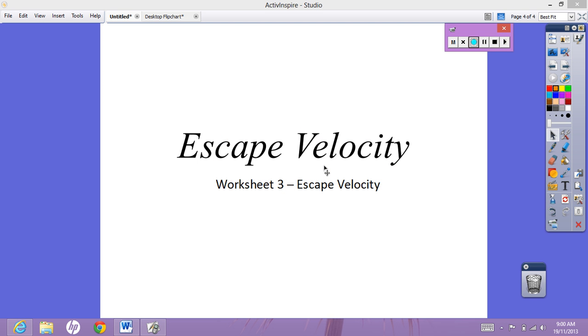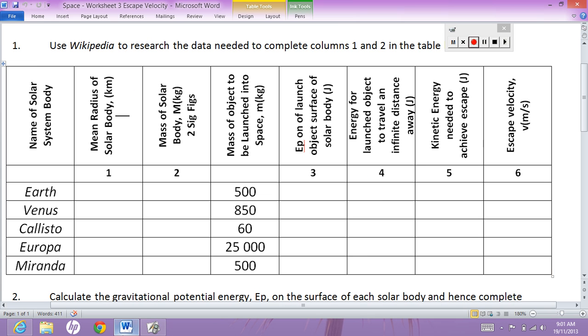Okay, we're going to have a look at worksheet number 3, the escape velocity worksheet that was set for homework. This worksheet requires us, if we get the worksheet up, to use Wikipedia, and we're going to use Wikipedia only because we're going to use standard data, so the whole class gets the same values. And I'm going to do the one for Callisto.